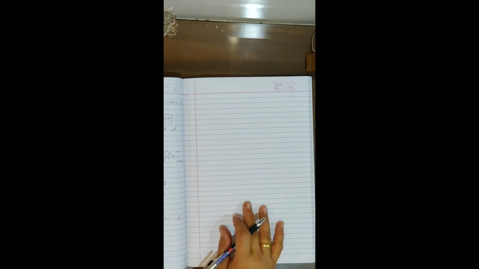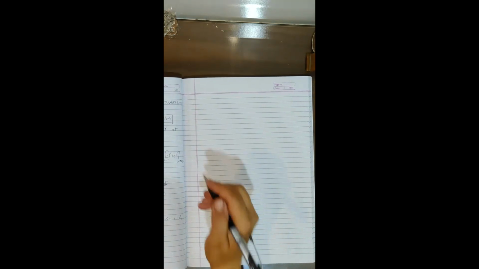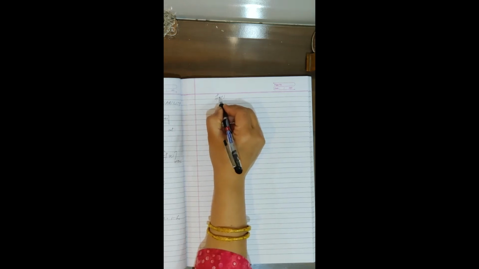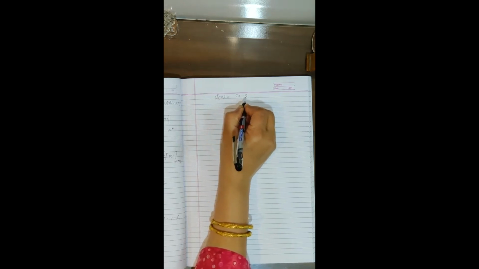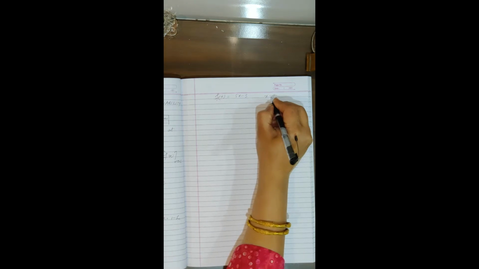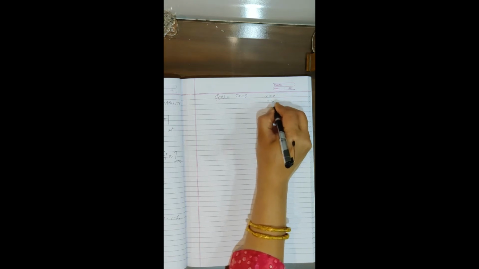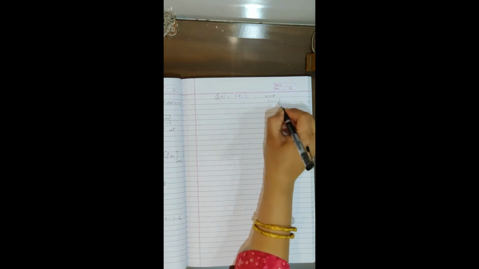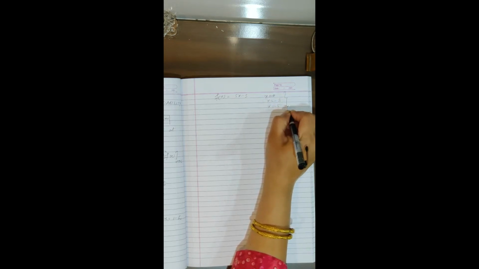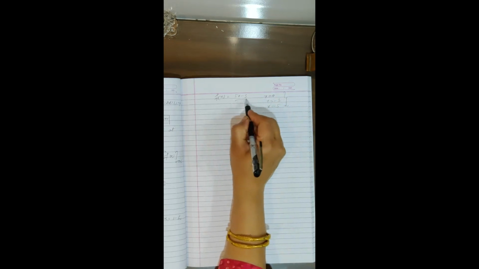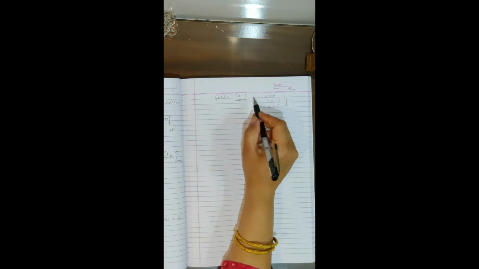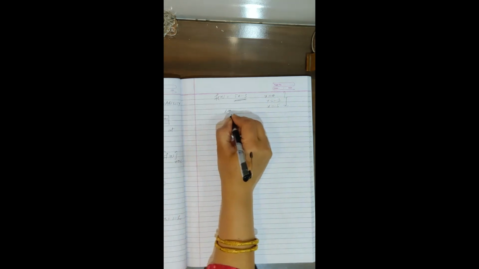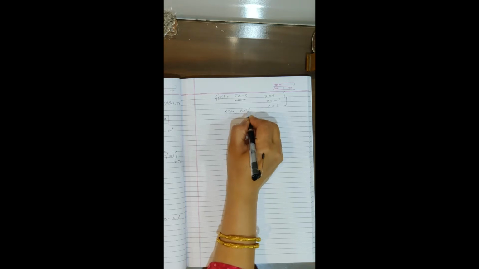For example, if a function is given in this way, f(x) equal to 5x minus 3, and you need to check the continuity of the function at x equal to 0, x equal to minus 3, and x equal to 5, at these 3 points. Now you will see here that the function is defined as a single expression. That means you are not going to find the left hand limit or right hand limit.